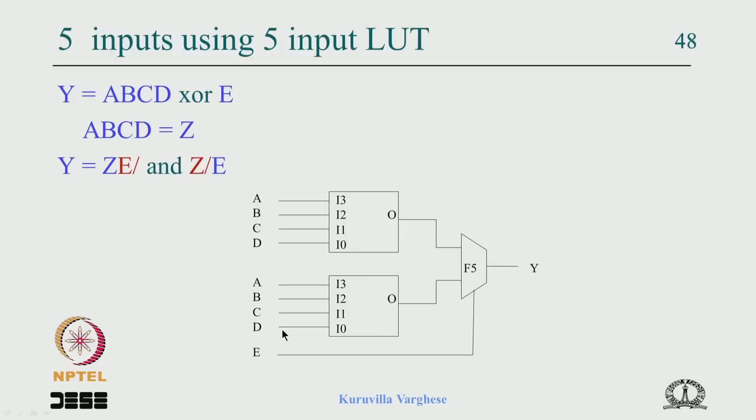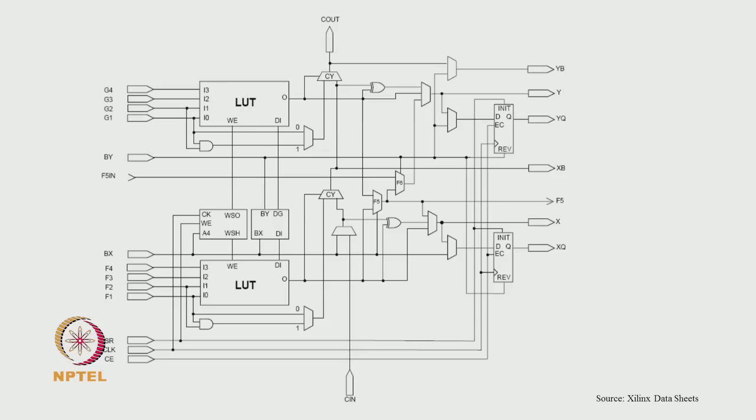Now when we look at the slice diagram, one thing you should notice is that when we use the lookup table as logic, the read part of the circuit is available to us. We connect the address lines to the various input signals. The data line is used as output and this memory is in the read mode. Now this memory is written during the configuration. That means the write control of the lookup table is through the configuration circuitry.